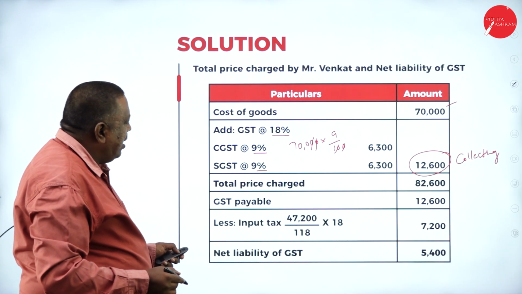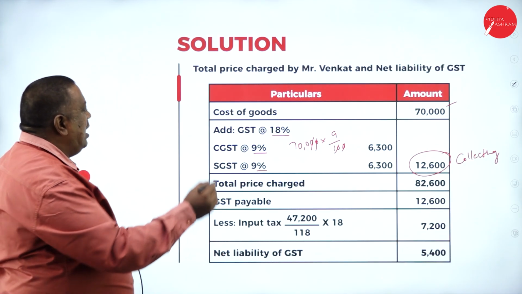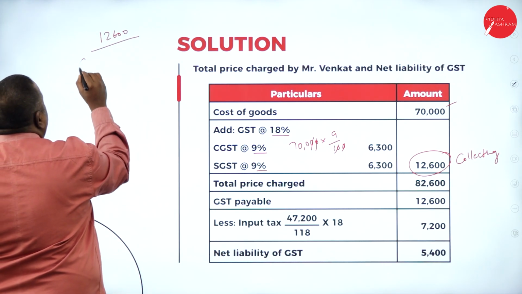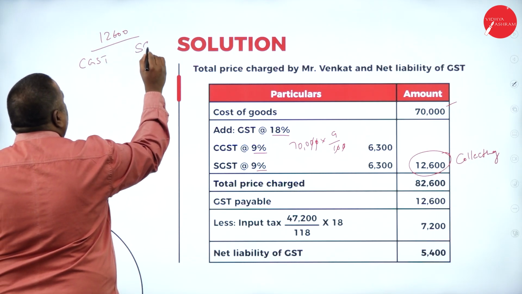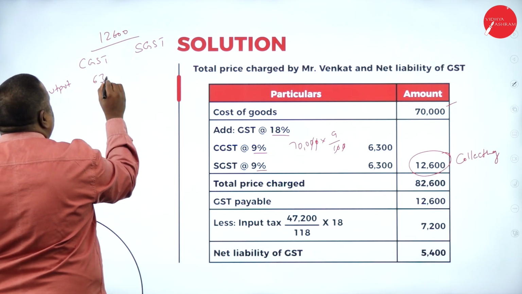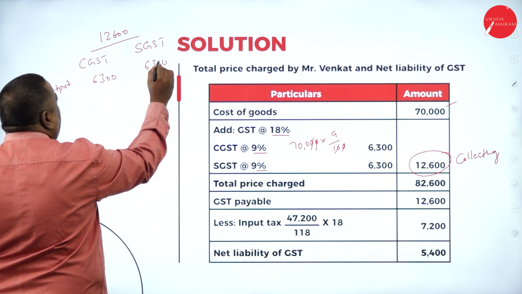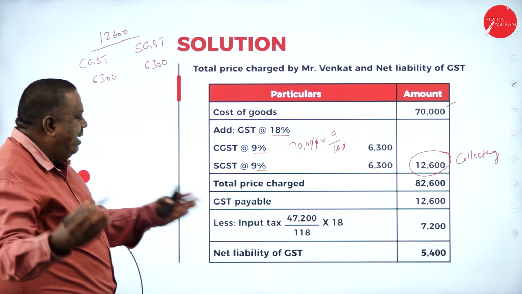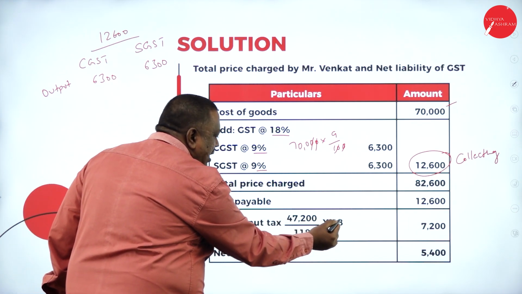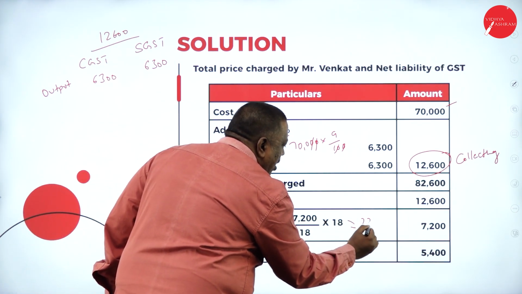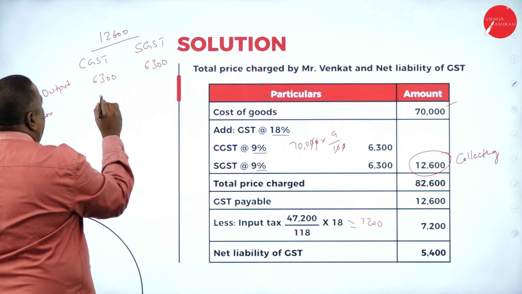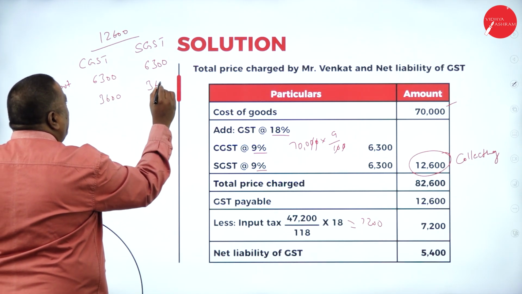And what is the tax we have to pay to the government? What is the amount we have collected here? 12,600. That is nothing but CGST, SGST, output tax. I am collecting 6,300, 6,300. At the time of purchase of goods, I paid the tax here. How much tax did I pay here? 47,200 into 18 by 118 will be 7,200. That is nothing but 3,600, 3,600.